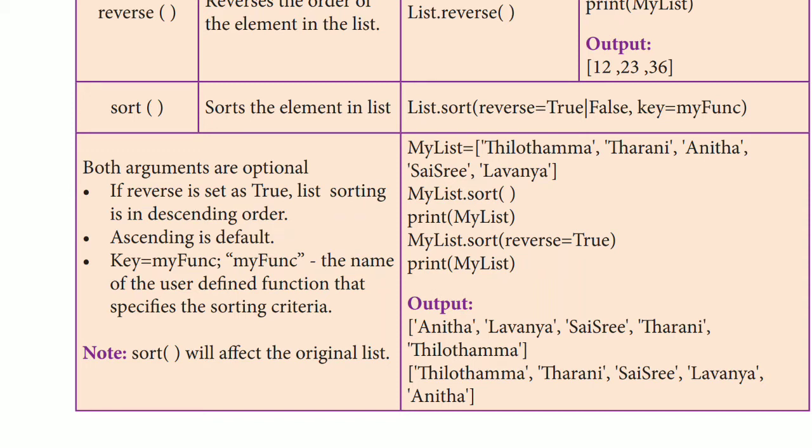So when you create a new user defined function, it defines the sorting criteria. In Python there are also some built-in sorting functions, which is given in the note. Here you can see that sort will affect the original list. Sort is the function.